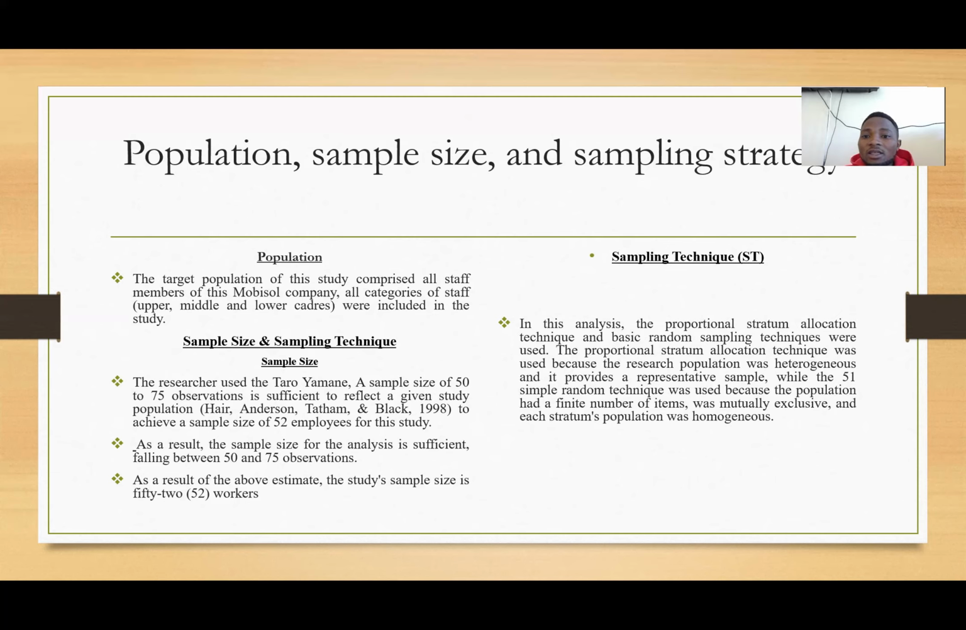So about the sampling technique. In this analysis, the proportionate stratified allocation technique and simple random sampling techniques were used. The proportionate stratified allocation technique was used because the research population was heterogeneous and it provided a representative sample, while the simple random technique was used because the population had a finite number of items, was mutually exclusive, and each certain population was homogeneous.